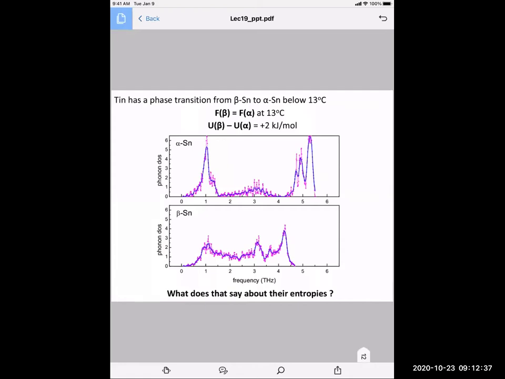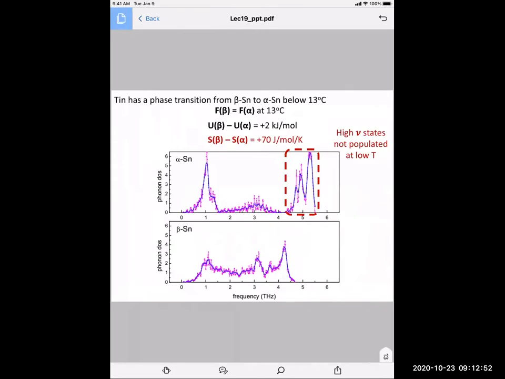If I know that the internal energy of the beta phase is higher at 0 Kelvin, and the Helmholtz free energy, which is the internal energy minus T times the entropy, is equivalent, then I know that the beta phase has higher entropy. And so the entropy of the beta phase is about 70 joules per mole per Kelvin larger than the alpha phase at low temperature.